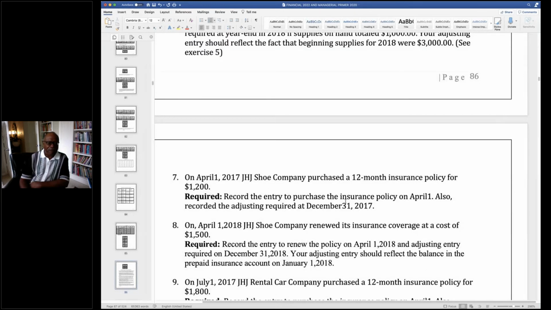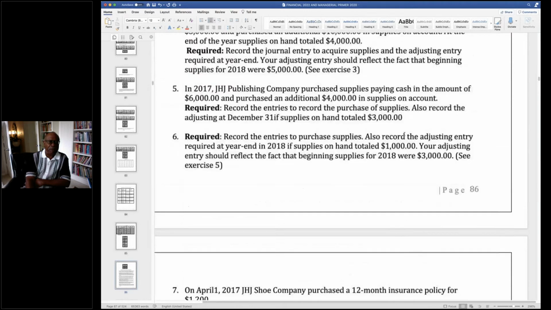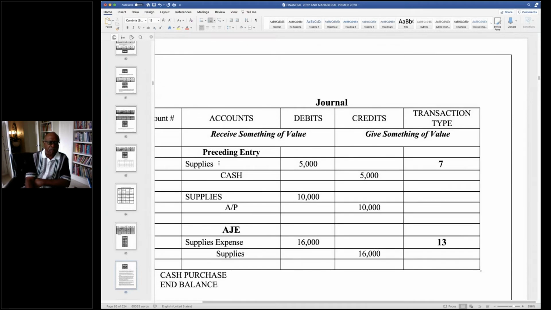Let's move on to number 7. On April 1, JHJ Shoe Company purchased a 12-month insurance policy for $1,200. Record the entry to record the purchase on April 1, and the adjusting entry required at December 31. So we're moving now to prepaid insurance.